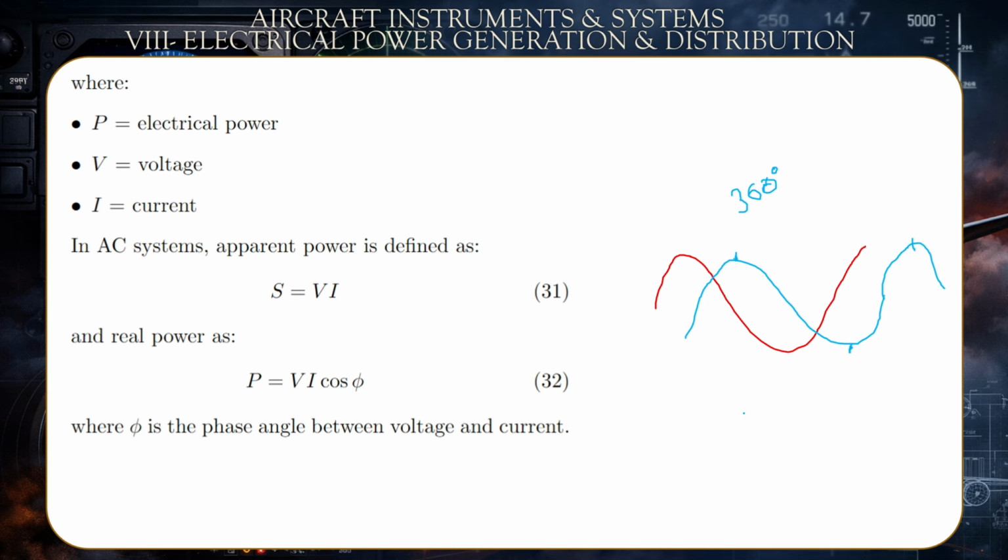Now, so let's say this is the current, okay? And one full cycle, which is from this point to this point, or from peak to peak, or from trough to trough, that would be 360 degrees as an angle. Now the voltage in red, that's the V, and also that's 360 degrees from peak to peak or trough to trough. Now the phase angle between voltage and current would be that distance here in terms of degrees, okay?